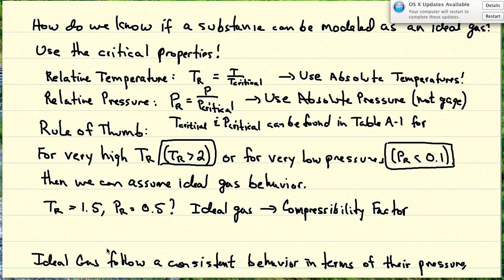For various substances, and actually more precisely various gases. Coincidentally, the gas constant is also listed in table A1, but there will likely be other tables that you can use to find that as well. So T critical and P critical can be found in table A1 for various gases.